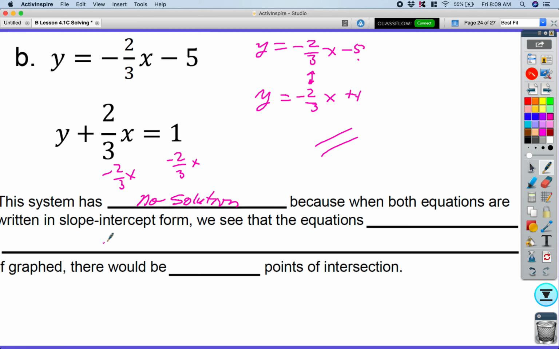because when both equations are written in slope-intercept form, we see that the equations have the same slope but different y-intercept. If graphed, there would be 0 points of intersection. All right, and last one.